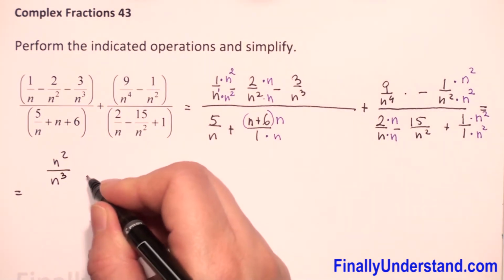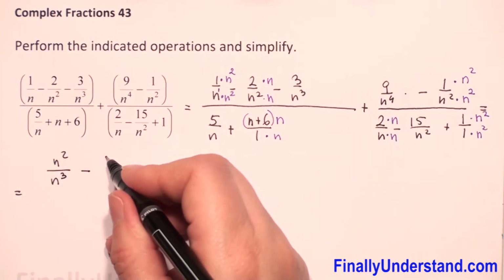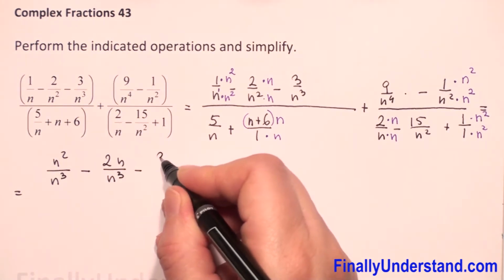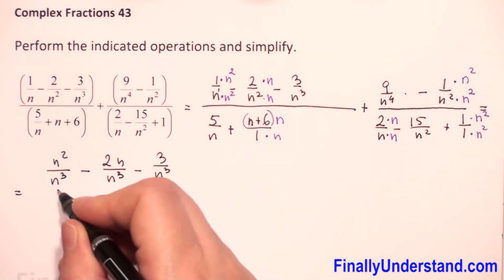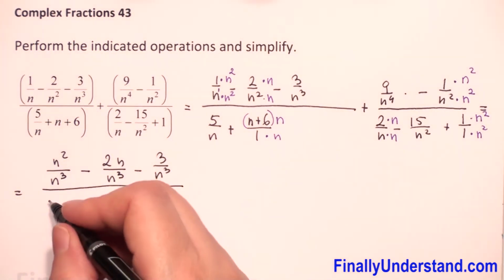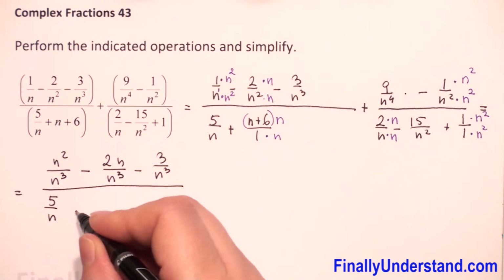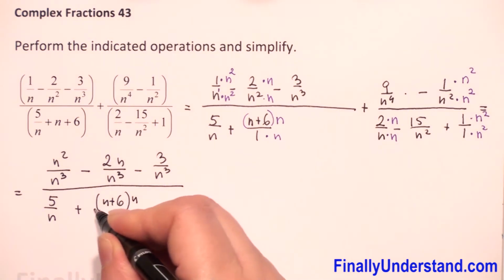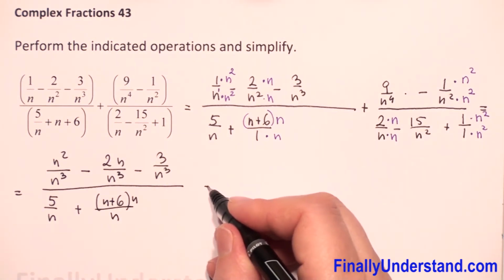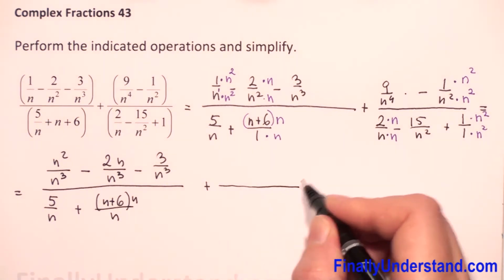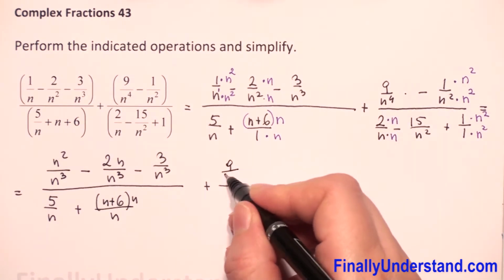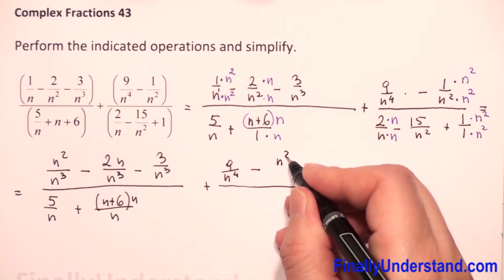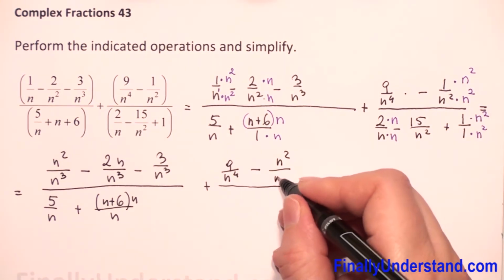over n times n square is n cube, and we have minus 2n over n cube minus 3 over n cube. And in the denominator we have 5 over n plus, we have n plus 6 times n over n. We have plus, we have 9 over n to 4th power minus 1 times n square is n square over n square times n square is n to 4th power.